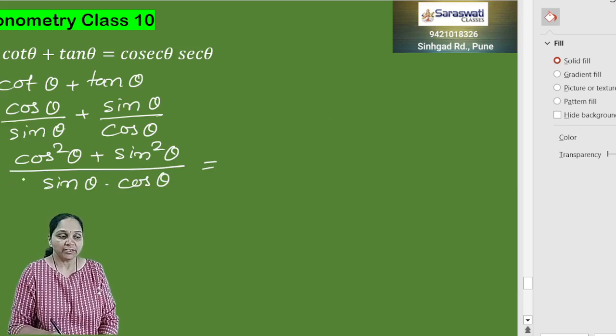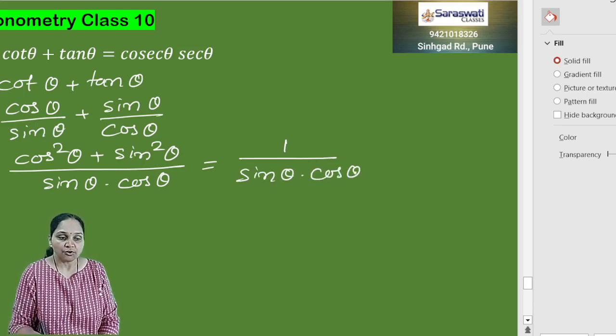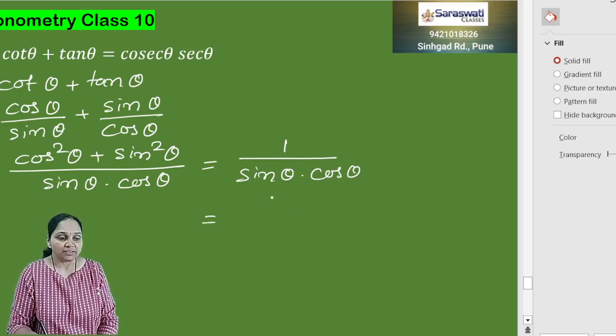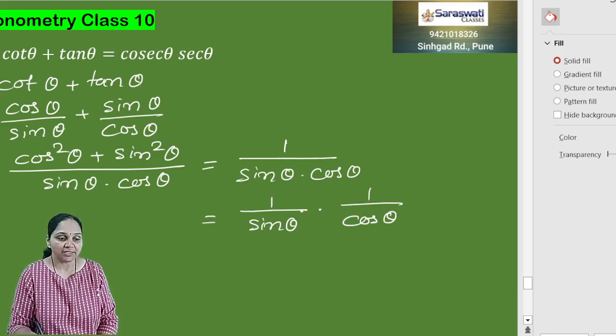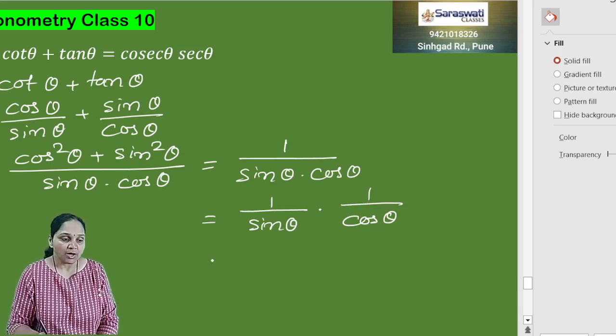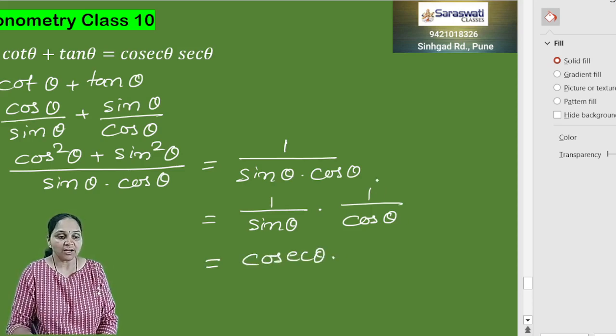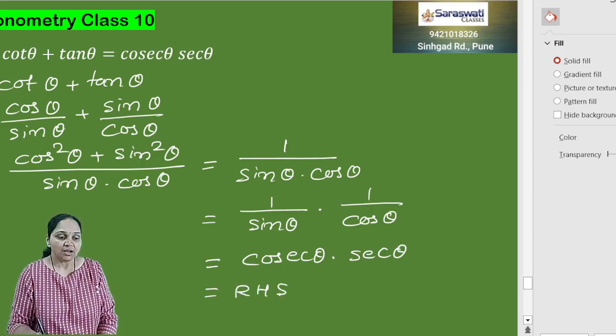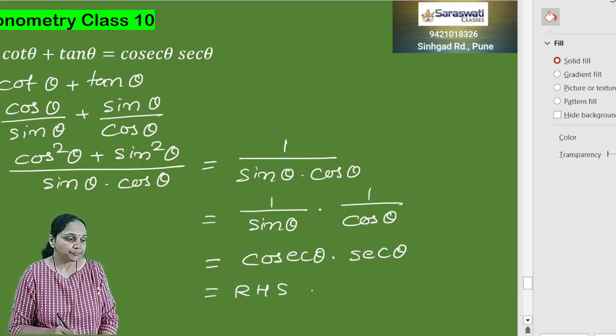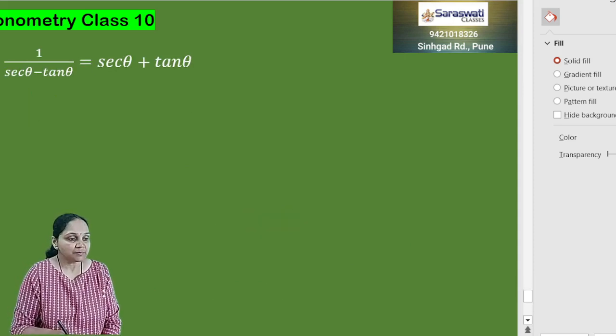Now we know the identity, sin square theta plus cos square theta is equal to 1, upon sin theta into cos theta. Now we can write this as 1 upon sin theta into 1 upon cos theta. We can separate like this because 1 into 1 is 1. And now 1 upon sine theta is cosec theta and 1 upon cos theta is sec theta, which is our RHS. Hence proved.